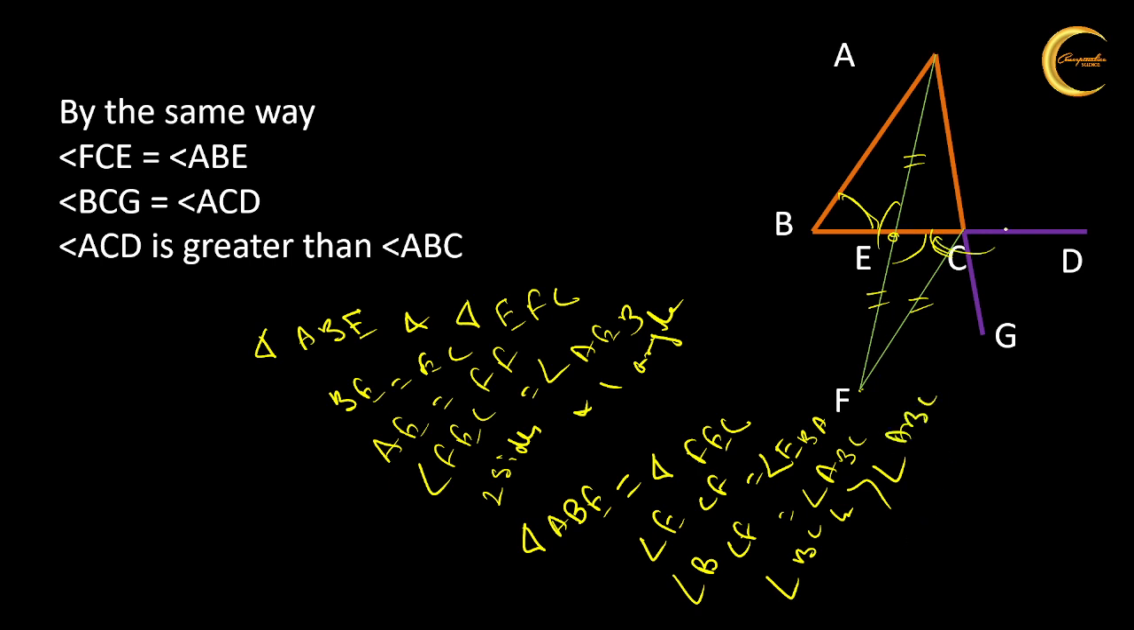Okay, and these two angles are vertically opposite, so we can say angle ECG equals angle ACD. So we can easily say this angle ACD is greater than angle ABC. Now I think everybody can understand this theorem 8.